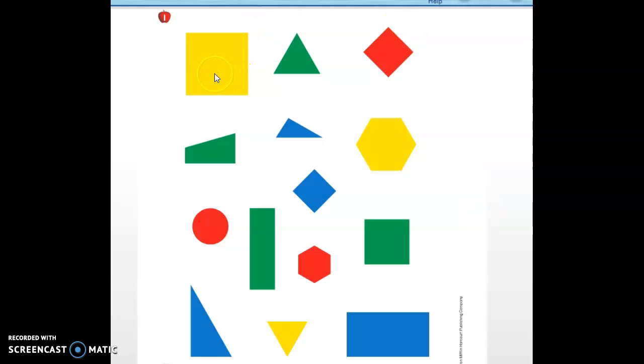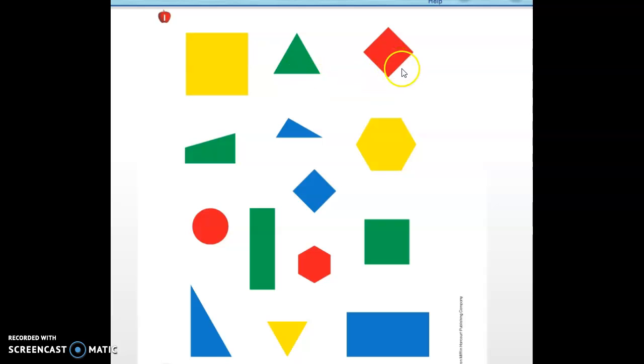Alright, so let's look. Let's do a couple together and then you can finish on your own. What about this shape? Does it have four sides? Let's count them. 1, 2, 3, 4. Yes, it does. Now we need to check something else. Are all of these sides the same? Yes, so this is a square. We're going to put an X on it. What about this one? Does it have four sides? 1, 2, 3. No, it does not. So this is not a square.